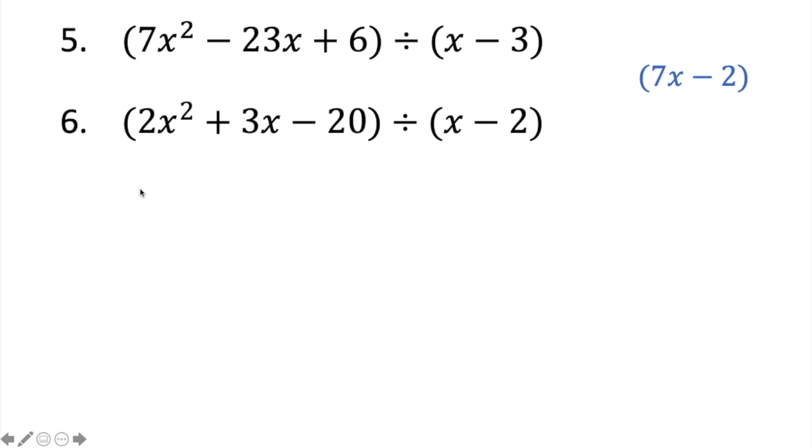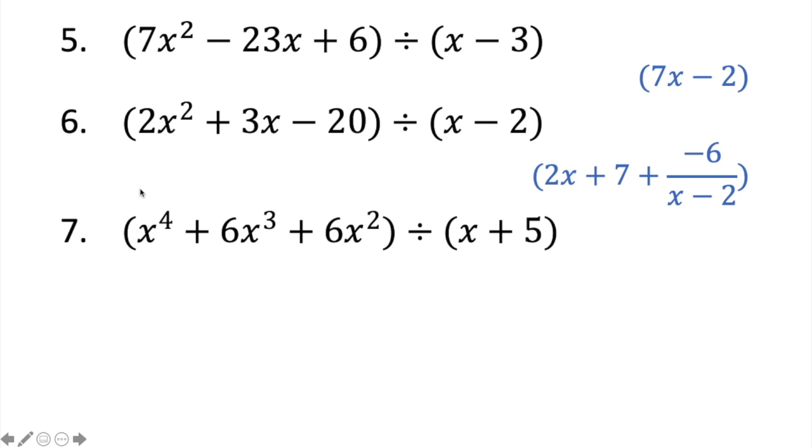Next, 2x squared plus 3x minus 20 divided by x minus 2. Solve this one. The solution is 2x plus 7 plus a remainder of negative 6 over x minus 2.